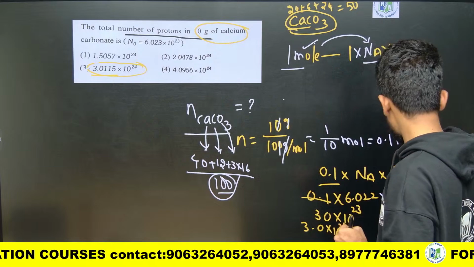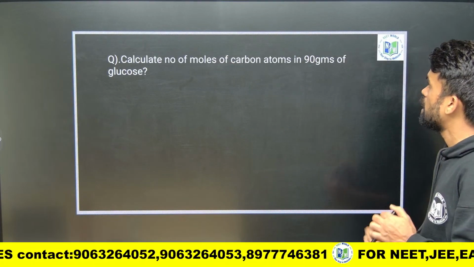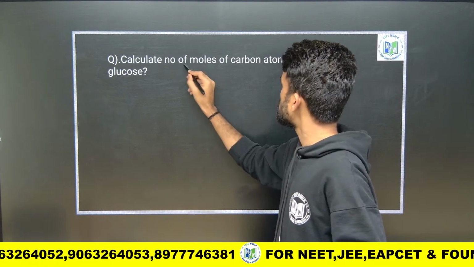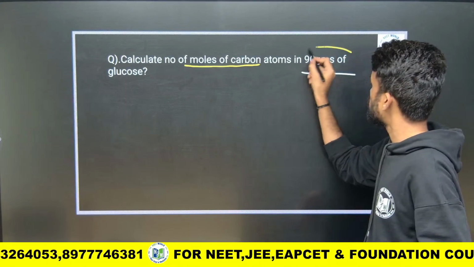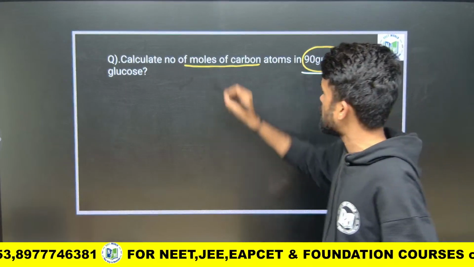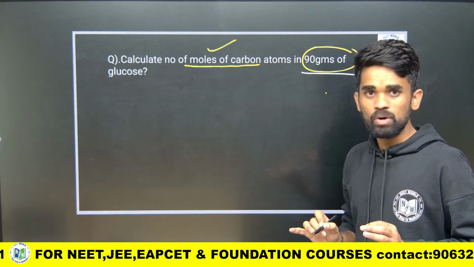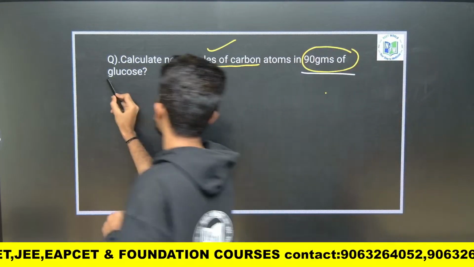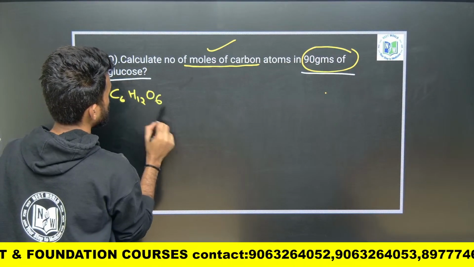The next thing is here: calculate the number of moles of carbon atoms in 90 grams of glucose. So tell me how many moles of carbon atoms are there. How can we do this? See, they have given the weight of glucose and they are asking about the number of moles of carbon atoms. Very easy question again, but you need to use your brain properly. So glucose, what is the formula of glucose you need to know? C6H12O6. This is the formula, no?